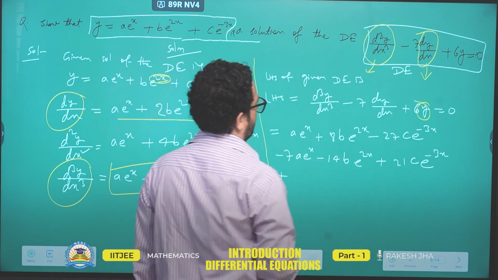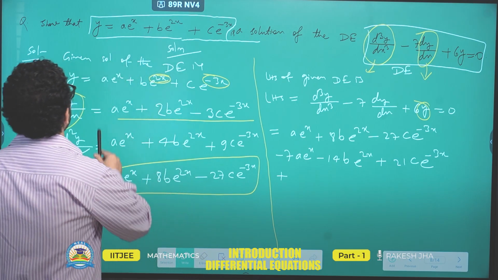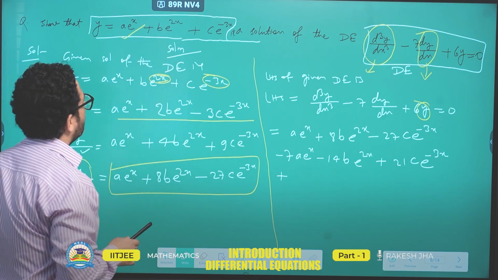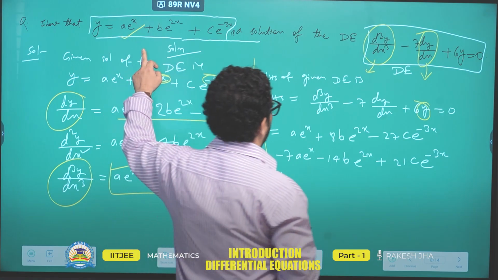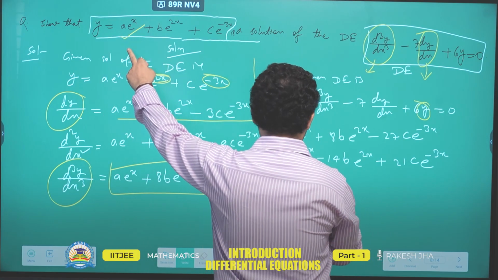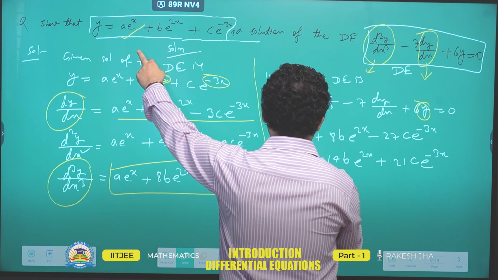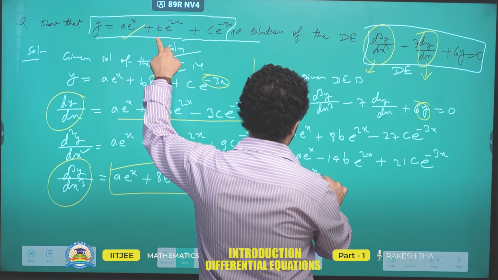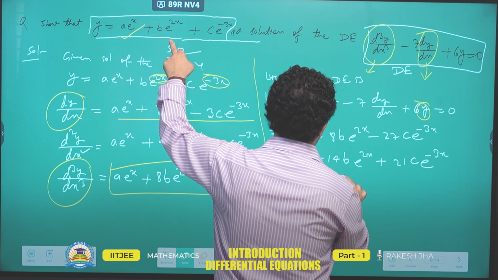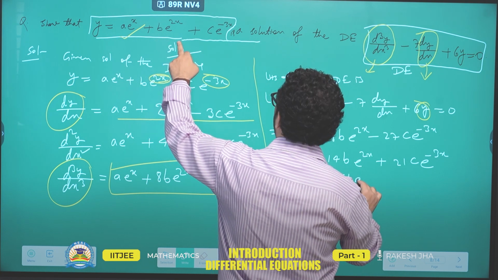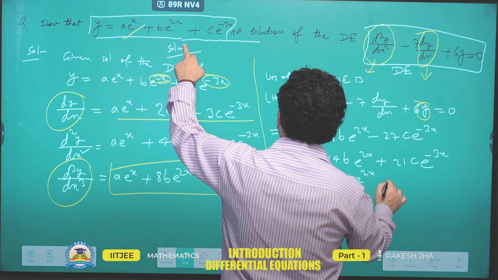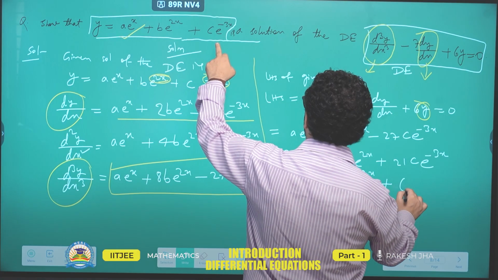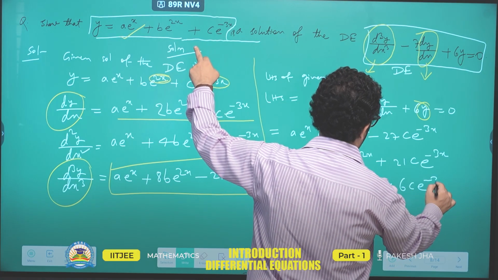So what is y exactly? Y is the given solution. So y, it's a 6, so it would be plus 6 times a times e raised to the power x, plus 6 times b times e raised to the power 2x, plus 6 times c times e raised to the power minus 3x.